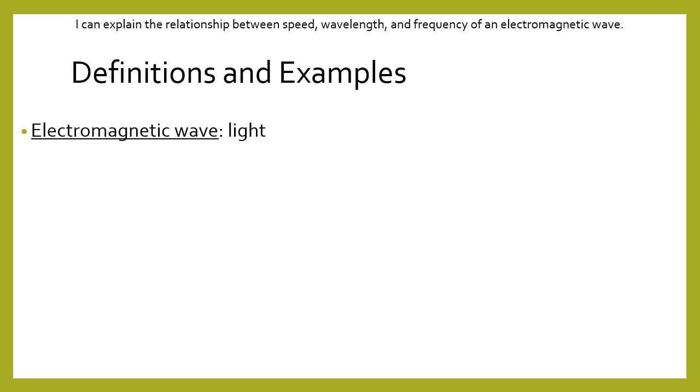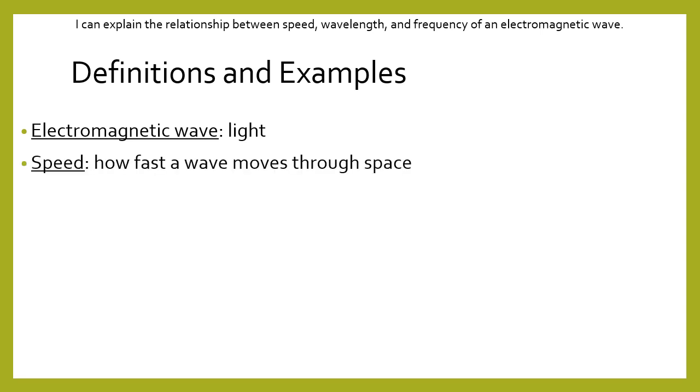This is just the more scientific or fancy name for the word light. All light is an electromagnetic wave. Now, what a wave is, you've studied in some other science classes, and we've had some brief demonstrations about it in class. So I think we have a pretty good understanding of what that is. Speed. When we talk about speed, it's just how fast the wave moves through space. So how quickly it goes from point A to point B.